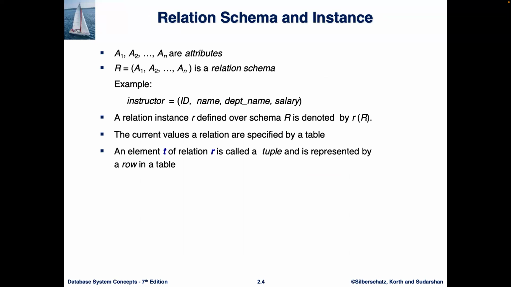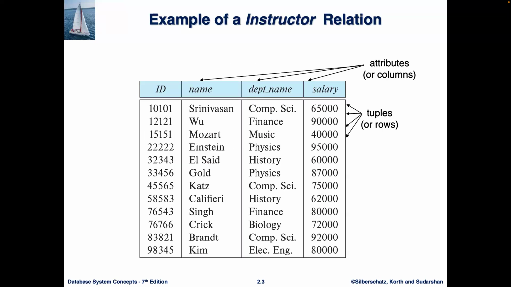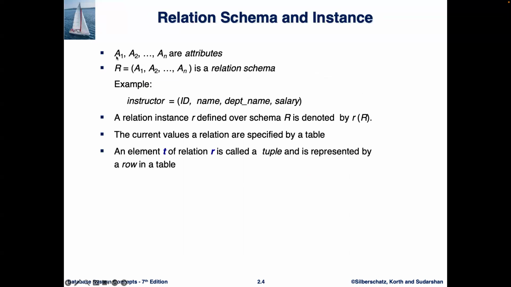So A1, A2, AN are attributes. Here, in this example, ID, name, department name, and salary. These are attributes. So this is A1, this is A2, this is A3, and we can have multiple attributes, dot, dot, dot, AN. So this is basically the definition. A1, A2 to AN are attributes.